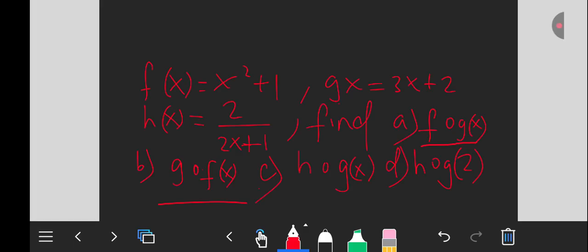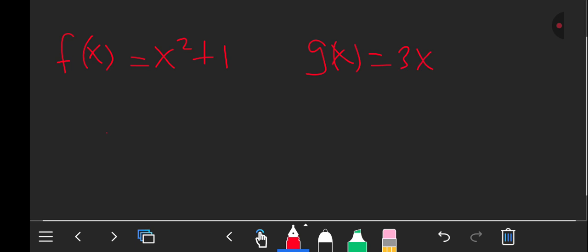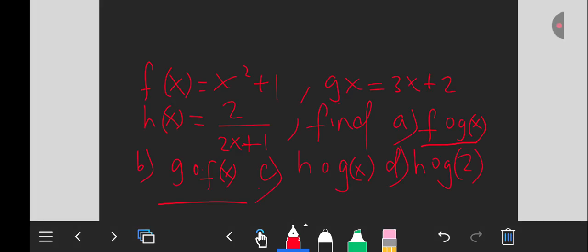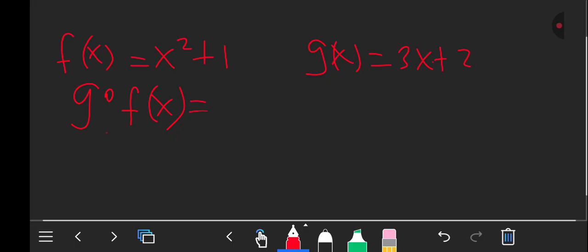So f of x is equal to the same one, x squared plus 1. G of x was what? It is 3x plus 2. Then what I'm finding is g f of x. Okay, so this is what I'm finding. So this will be equal to g, where I see x, I'll substitute f of x. That is simply the meaning.